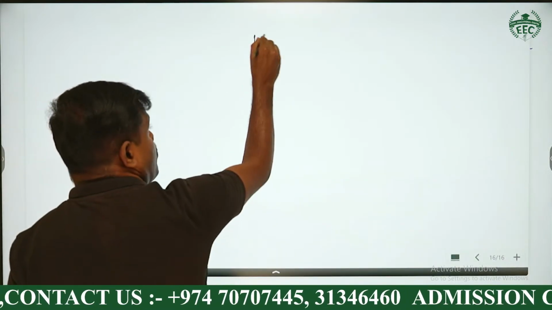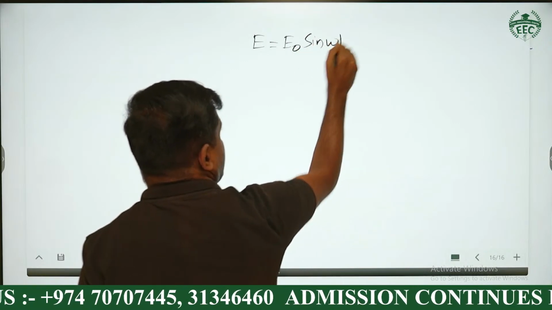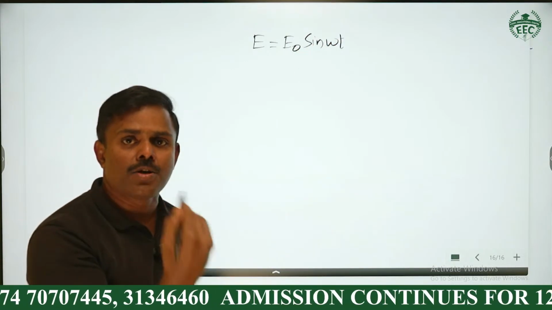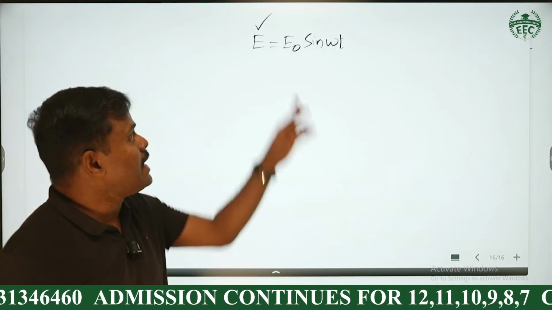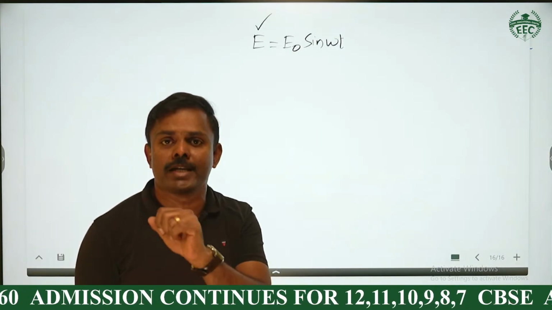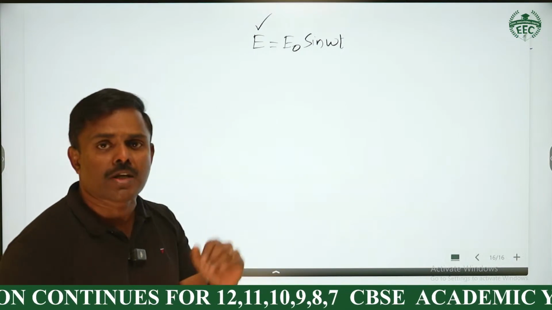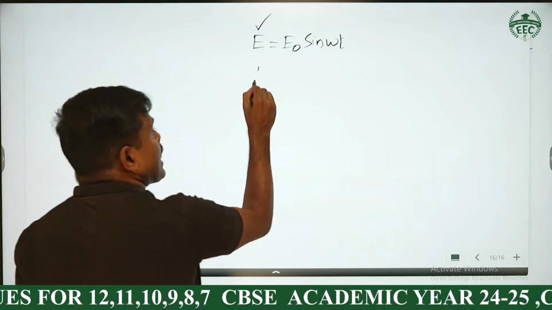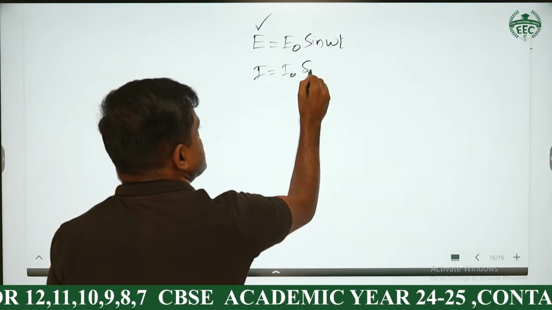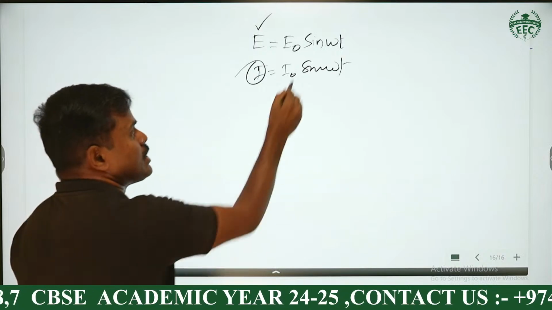You know, general form of AC is what? General form of AC is E0 sin omega t. Current is I0 sin omega t. This E is called instantaneous voltage. E0 is called maximum voltage or peak voltage or amplitude. Omega is called angular frequency. Current is given by I0 sin omega t. I is instantaneous, I0 is peak.